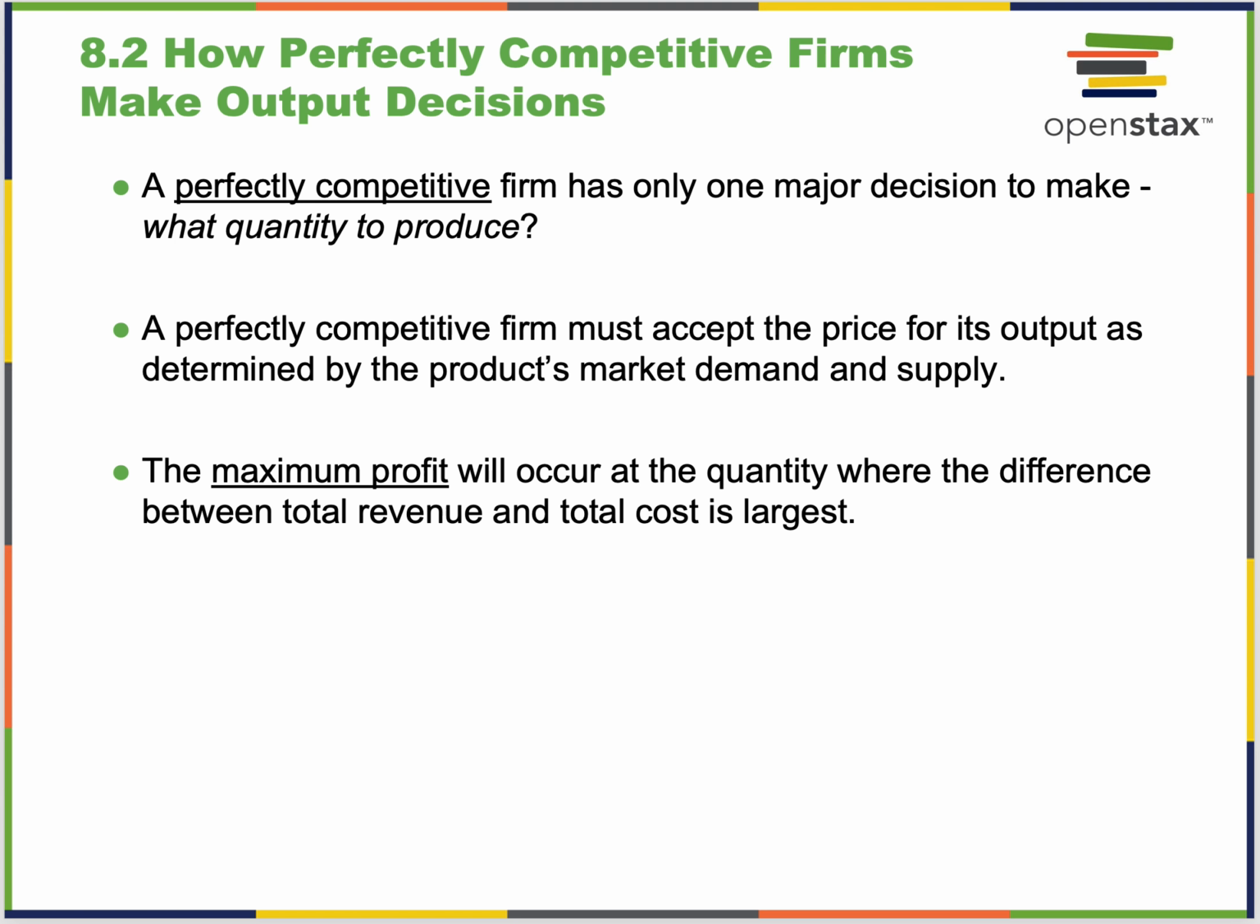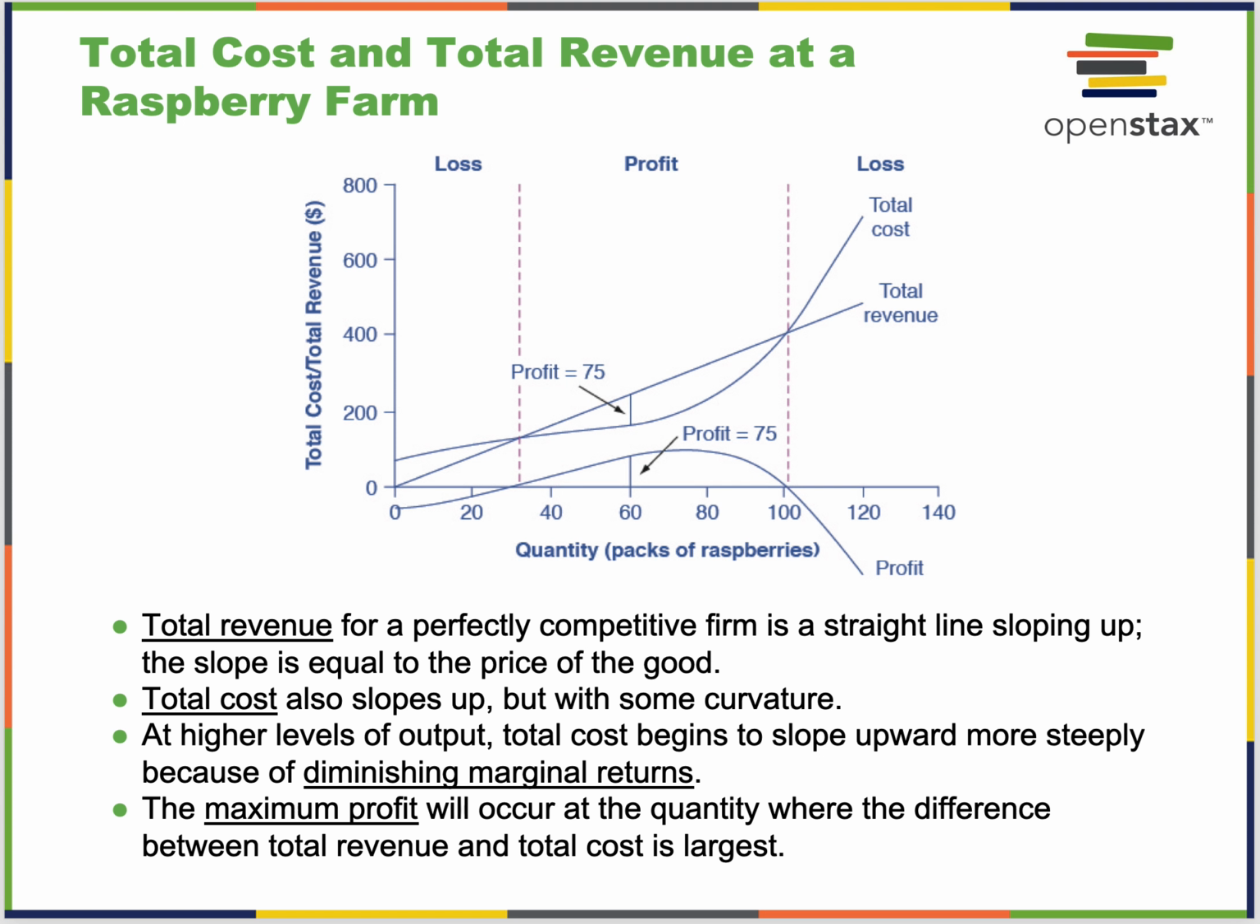If there's only one producer in the market, for example, in a monopoly, they can set the price. So they're a price maker. The extreme opposite of that is perfect competition, where the market sets the price. A maximum profit will occur at a quantity where the difference between total revenue and total cost is largest.